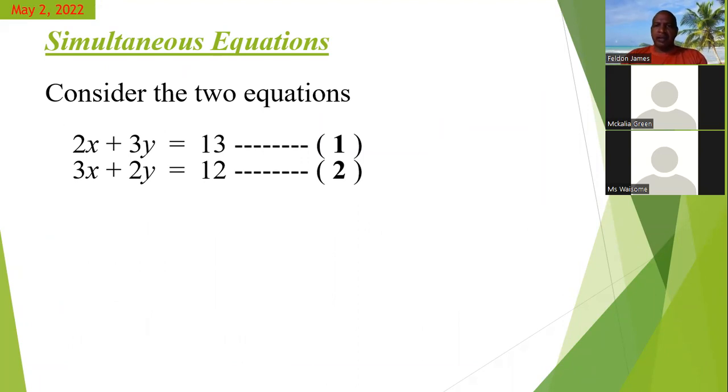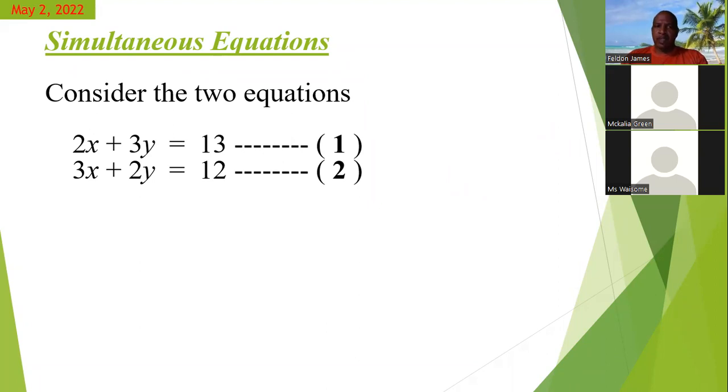Now, one of the reasons why we want to use the method of simultaneous equation, if you notice, as I've said before, simple equations only have one variable. How many variables are in these equations? So repeat. How many variables are in these equations? Two, sir. X and Y. X and Y.